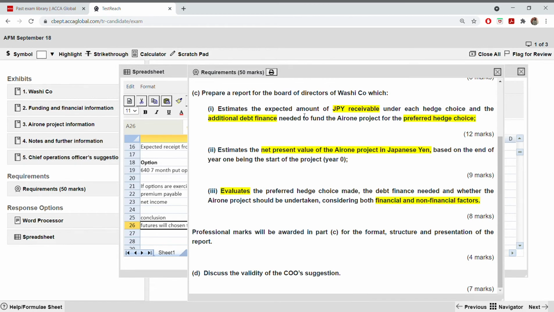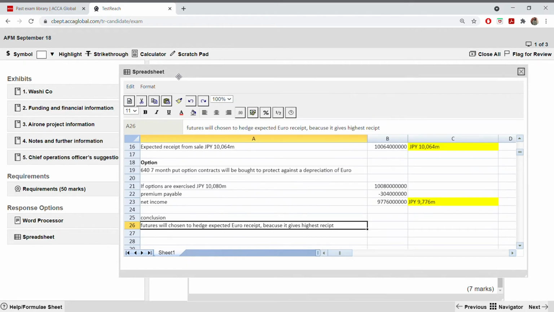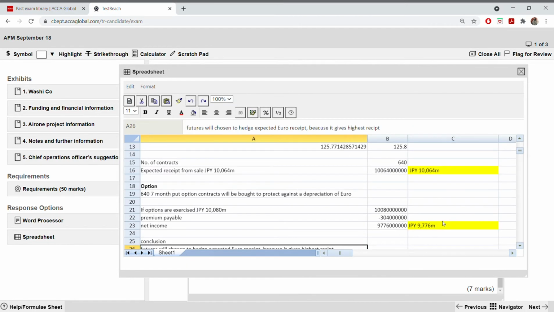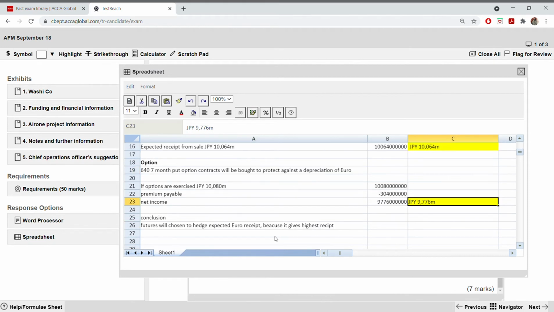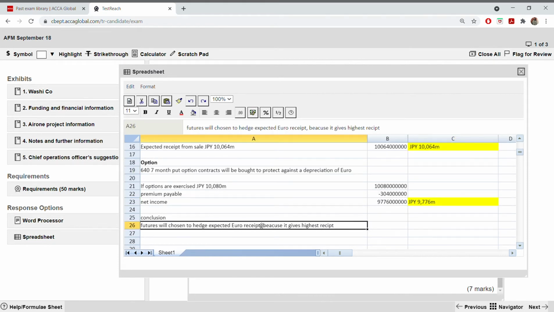If you go to your requirement and see, estimate the expected amount and then the preferred hedge choice and the additional debt finance. We have to write these amounts in the report. These amounts will go in the report. The one highlighted, any one in this conclusion will go in the report, but just for now write it in Excel.